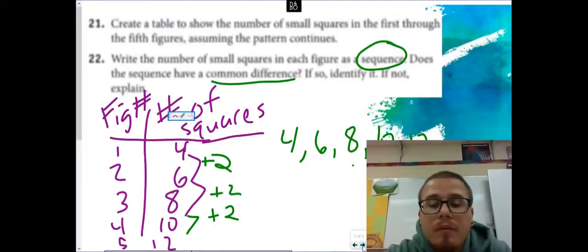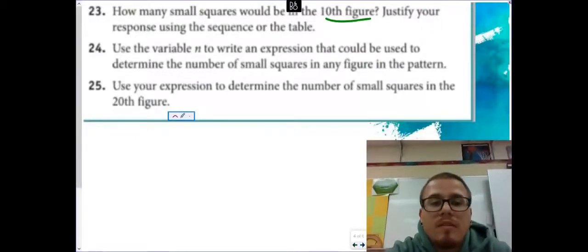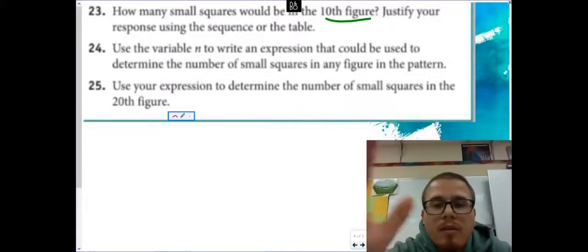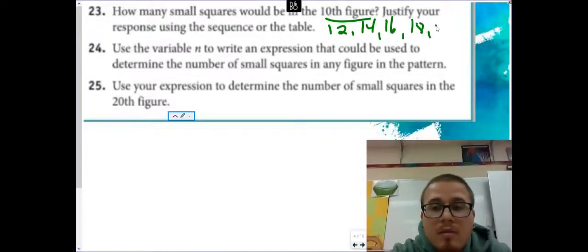If we did keep it going, we would be able to find the 10th figure. Justify using the sequence of the table. I don't want to make a whole other table. So I know the 5th figure had 10 squares. So the 6th figure would have 12, the 7th would have 14, the 8th would have 16, the 9th would have 18, and the last one would be 20.